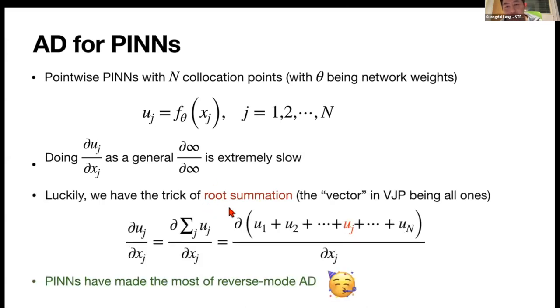So luckily, we have the trick of row summation. Because you see this is a pointwise mapping, meaning that we can simply take a summation of the output. So doing this, we have only one row. The reason is pretty straightforward to see, because this u1 and u2 do not depend on xj. Only uj depends on xj. So this is equivalent to taking the vector in the VJP, vector Jacobian product, and filling this vector with ones. Okay, so this is too detailed. So my conclusion here is that currently PINNs have made the most of reverse mode AD.